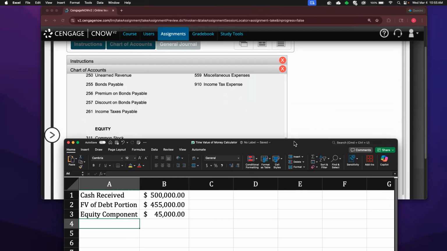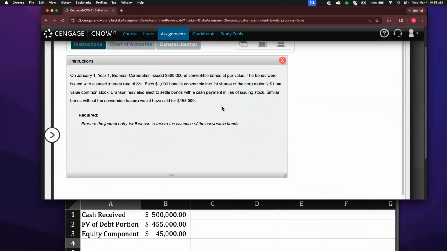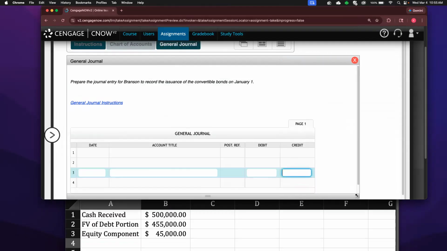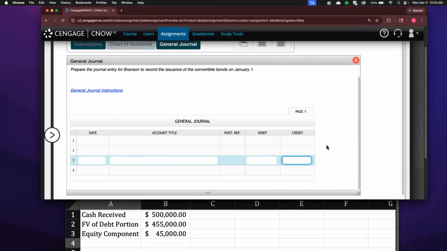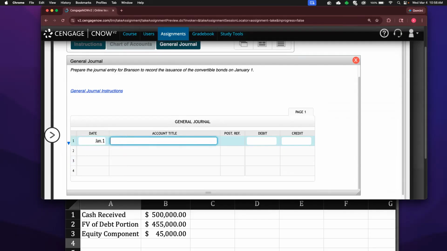So let's see. Are we recording journal entries? That's what it's asking us to do. For the journal entry for Branson to record the issuance of the convertible bonds. We're recording them as we issue them here. So journal entry. The cash we're going to get is $500,000. So we're going to debit cash on, what day is this? January 1st, for 500,000.